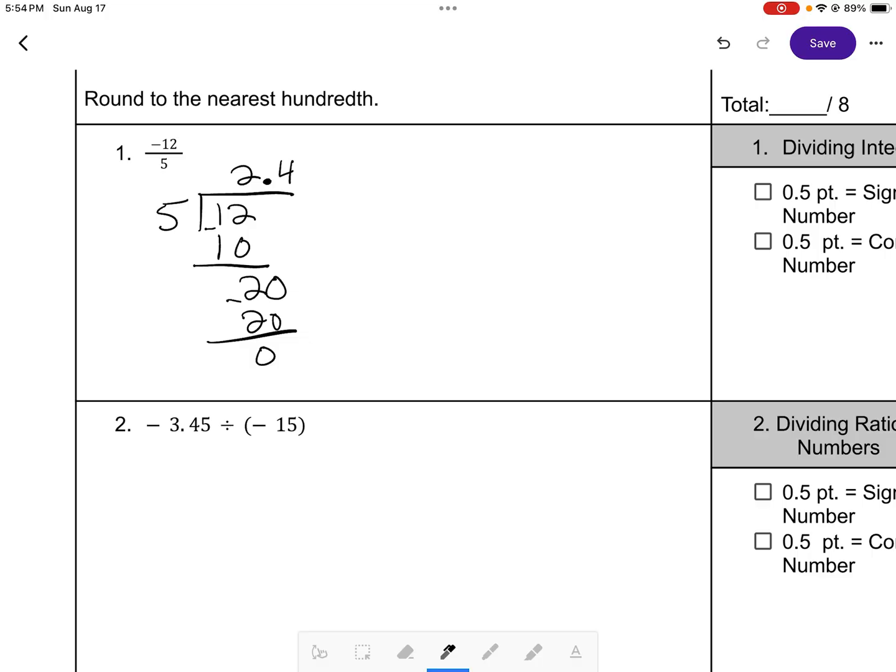Nothing left over. Remember that a negative divided by a positive is a negative, so my answer to number 1 should be negative 2.4.